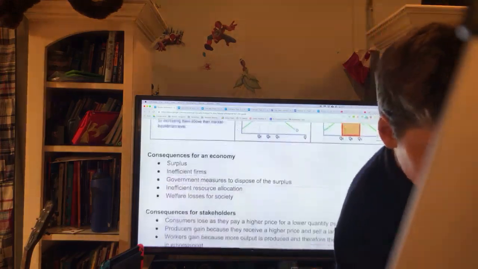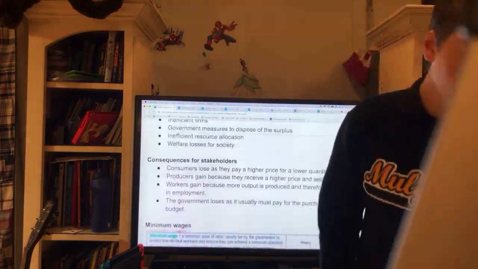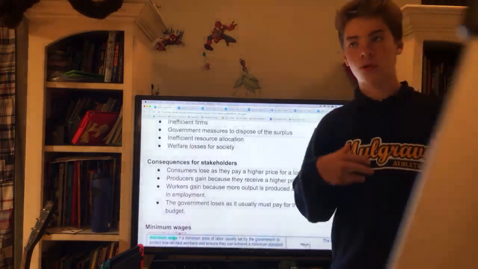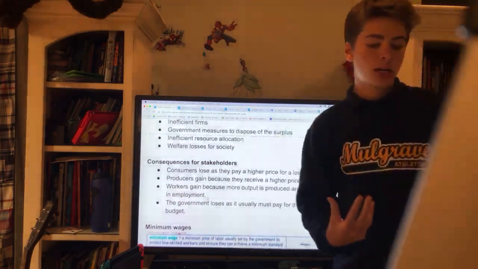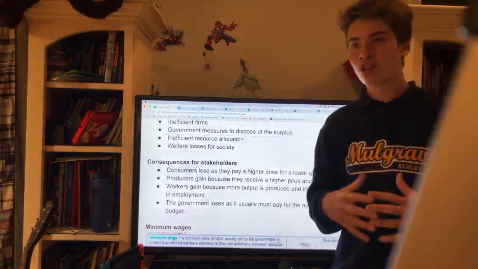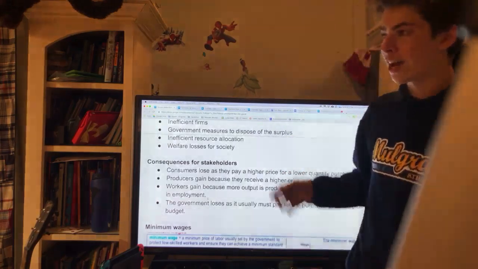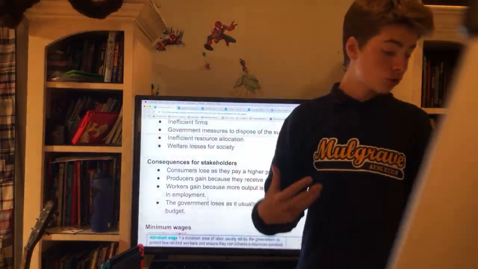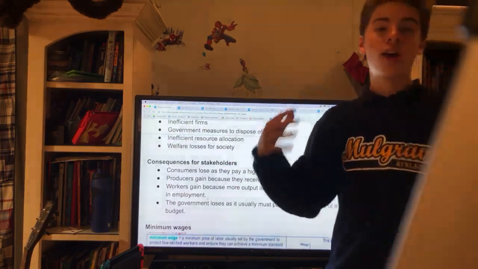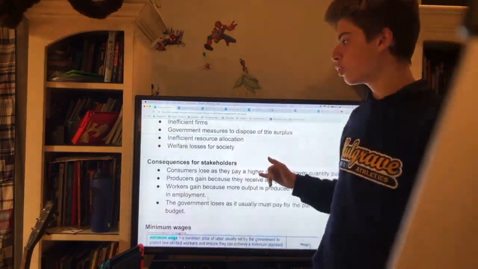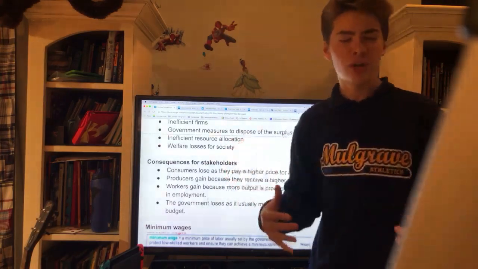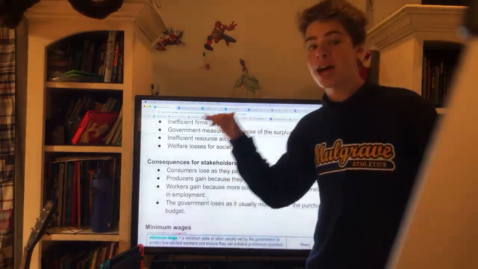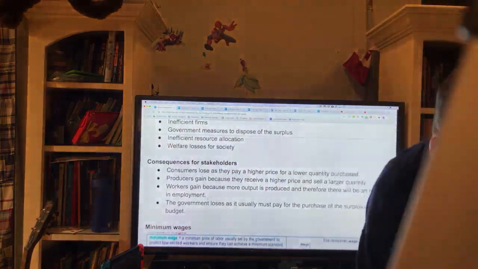The consequence for the economy here is that the firms become more inefficient as the dead weight loss increases. It's just a loss in general for society as there's some dead weight loss as the consumer surplus has decreased. However, the only gain would be that the producer surplus has also increased. So that's kind of why they do price floors, to help the producer specifically.